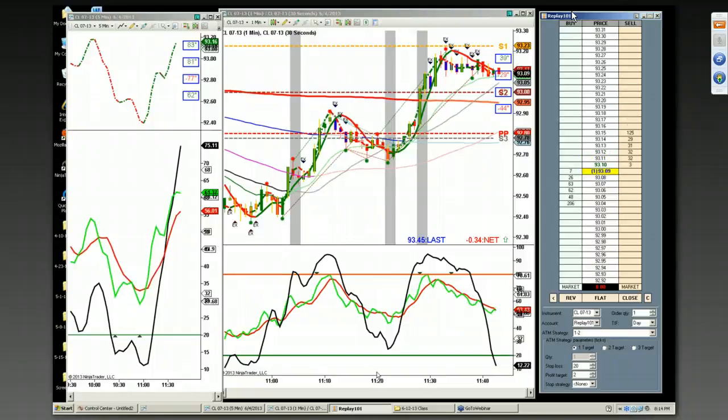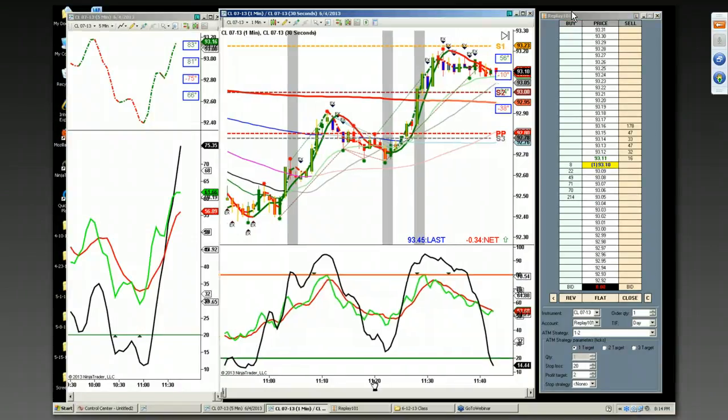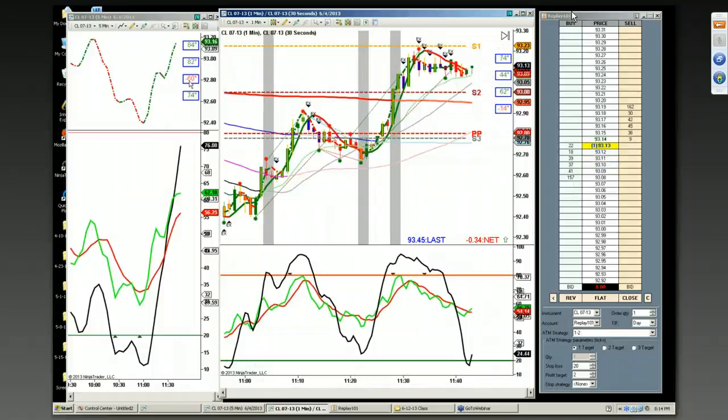Okay, so still a little bit of consolidation. Let me move this over so you can see the right side of the chart a little bit better. Okay, getting a little bit of loss of momentum here on the 5-minute. So now we've got a V, possibly a V, and everything is still long here.